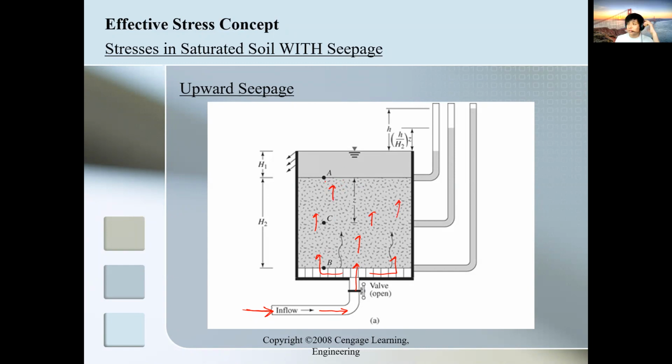For example, you want to solve for the different stresses in our diagram. At point A, if you look at it, your layer H1 is only water. So in the first layer going towards A, what we can calculate is just the pore water pressure. We don't have any total stress and effective stress, as you can see the first layer is purely water. So at point A, what we can solve is just the pore water pressure.